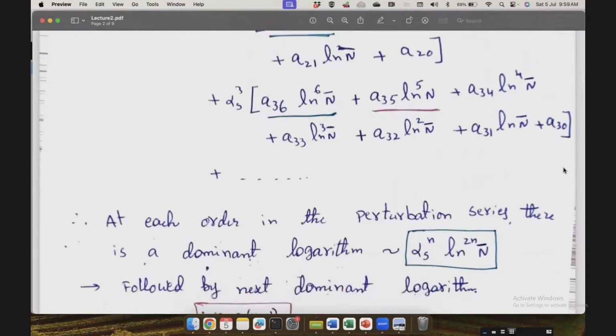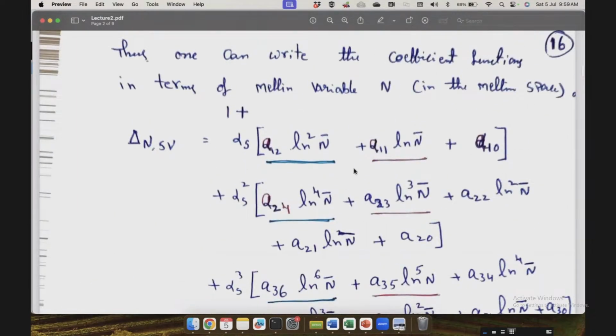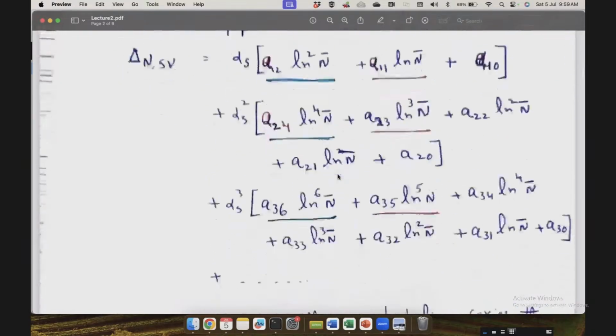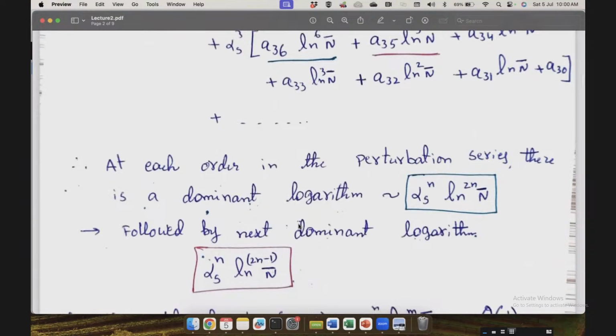Now if you see carefully, what is observed is that at each order in the perturbation series, meaning at each order alpha s square, alpha s cube, there is one dominant logarithm involving n. Now we are not defining the logarithm in the z space. Everything is defined in the Mellin space. So there is a dominant logarithm at each order, say nth order, where the logarithm power is 2n. If we are looking at the nth order in the perturbation series, the highest power is 2n of log n bar, followed by the next dominant logarithm, which is of log power 2n minus 1.